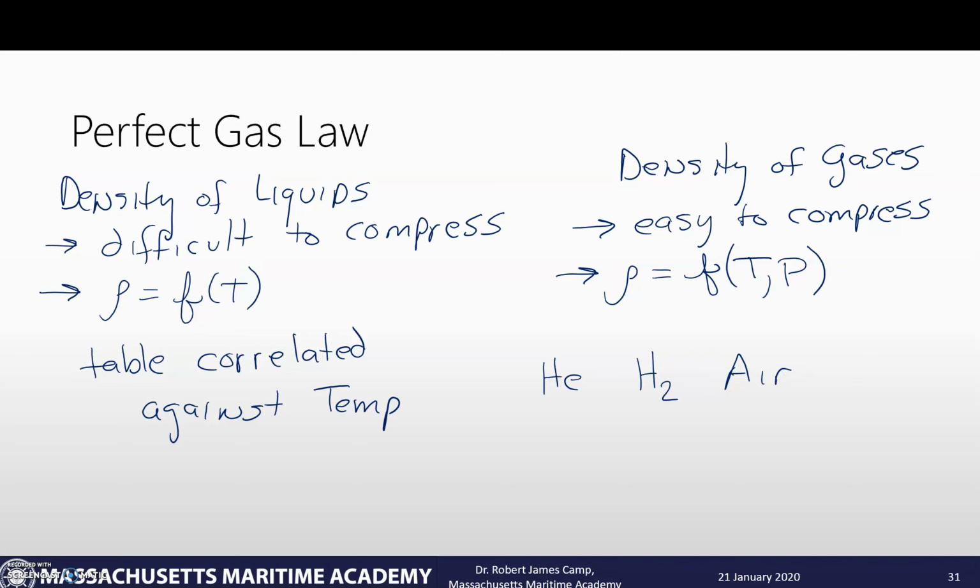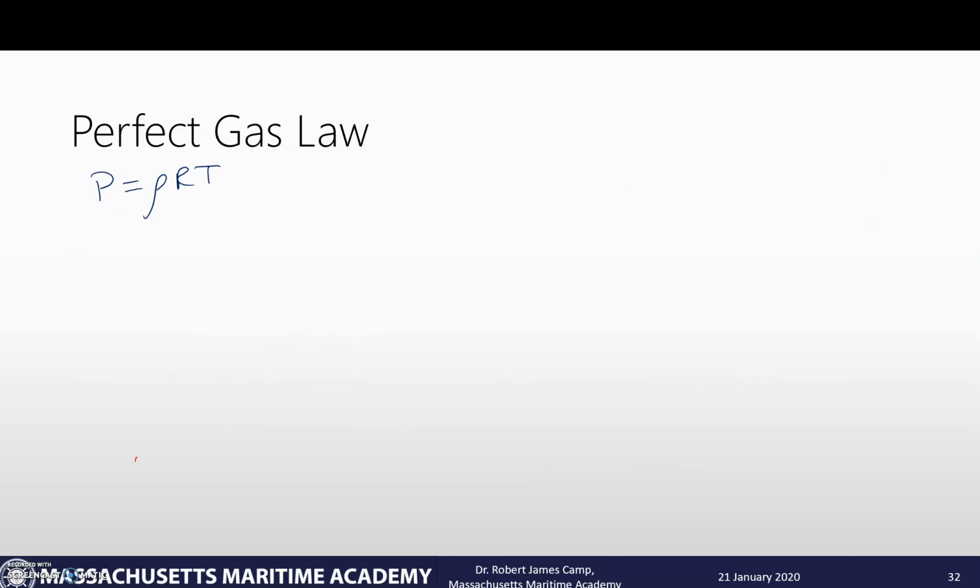So the perfect gas law is fairly simple, and it really is just the pressure of the gas is going to be equal to the density times a gas constant. Now this R is the gas constant for that particular gas times the temperature. Okay, so I changed slides on here to start with the clean one. So pressure is equal to rho R times T.